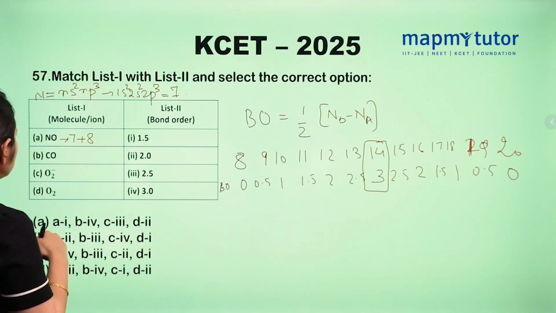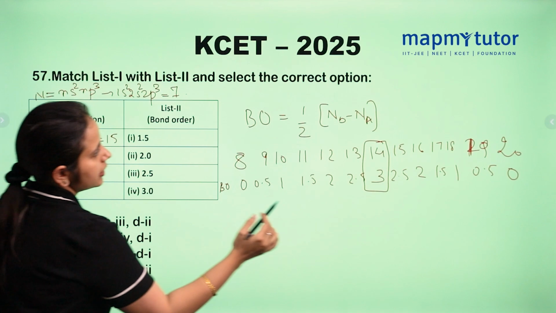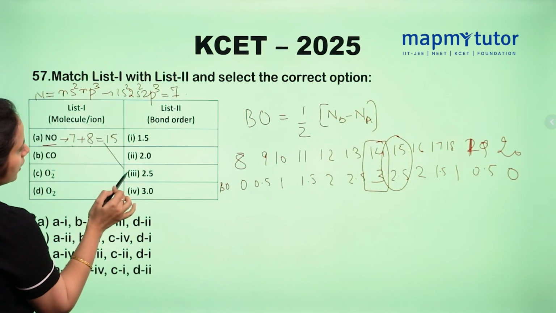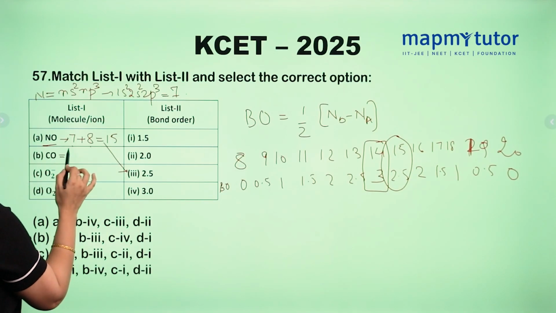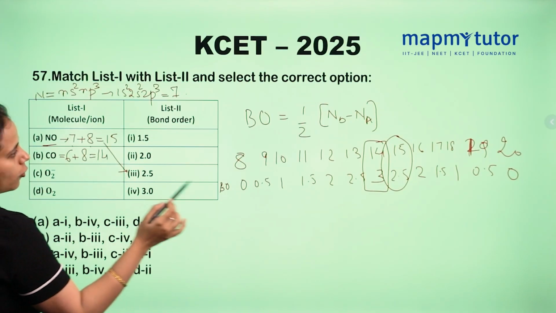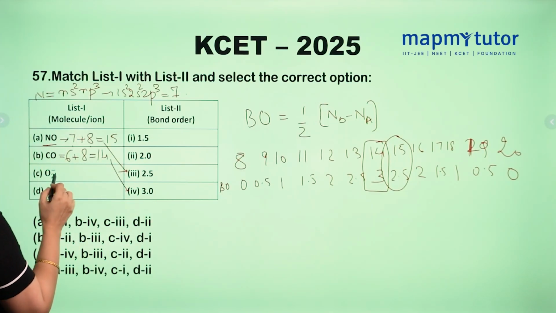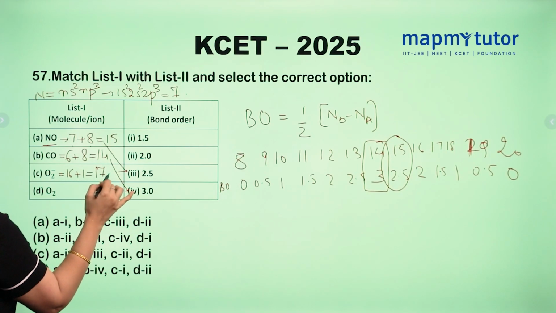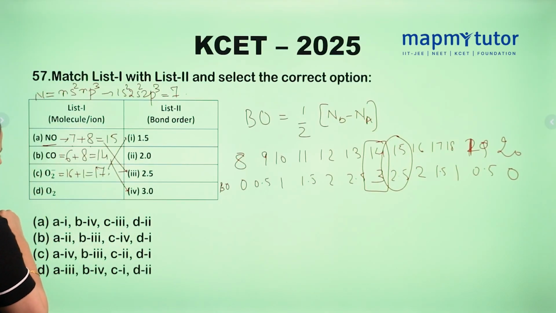Likewise for all the atoms. So NO is 7 plus 8, it is 15. See what the bond order is for 15. It is 2.5. So match A, 15, with 2.5. Very simple. CO is 6 plus 8, so it will be 14. For 14 it is 3. Match B with 4. O2 negative is 16 plus 1, so it will be 17. For 17 it is 1.5. So this is the right bond order.